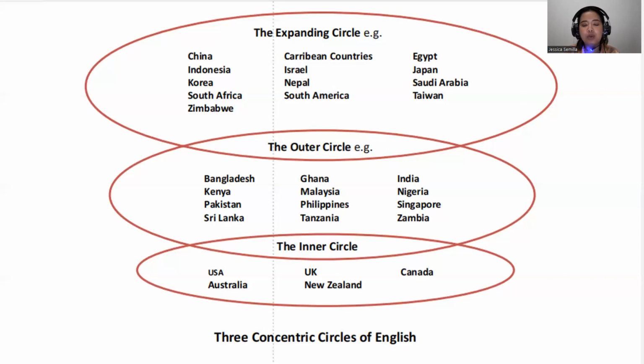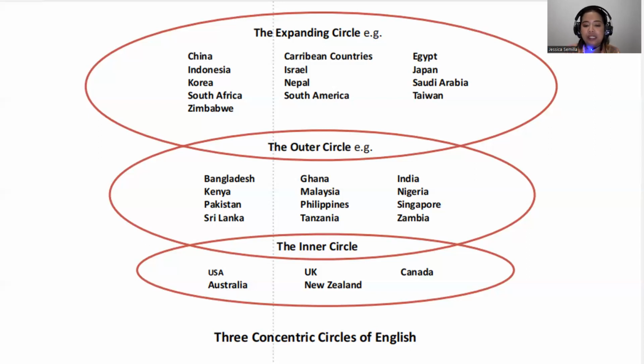On the other hand, we also have the expanding circle. The expanding circle is basically the EFL speakers, or the English as a foreign language speakers. Again, these are the three concentric circles of English. Now, what is the importance of understanding the inner, the outer, and the expanding circle? You look into the differences of each so that you will know what is the appropriate language to utilize when you are in a specific speaking situation.